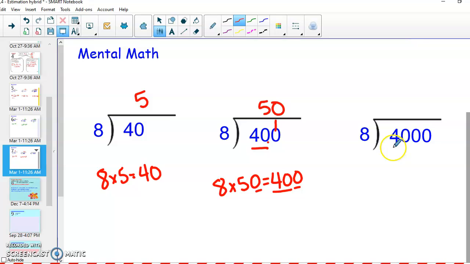Last one. Once again, 8 goes into 40 5 times, but I've got those 2 extra zeros. I'm going to bring those up. 8 times 500 equals 4,000.